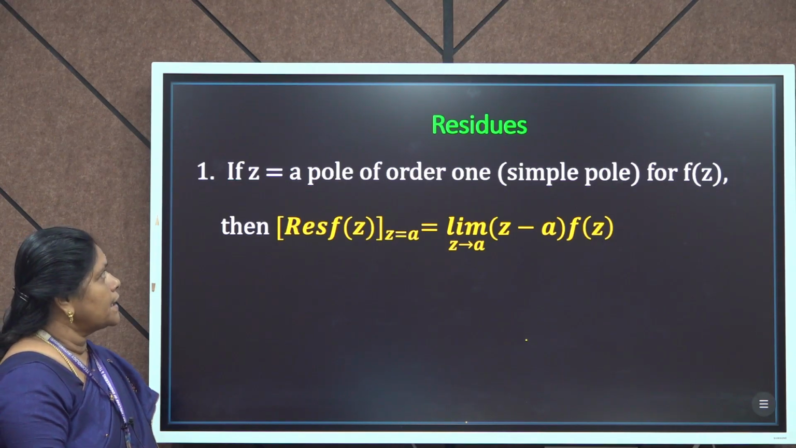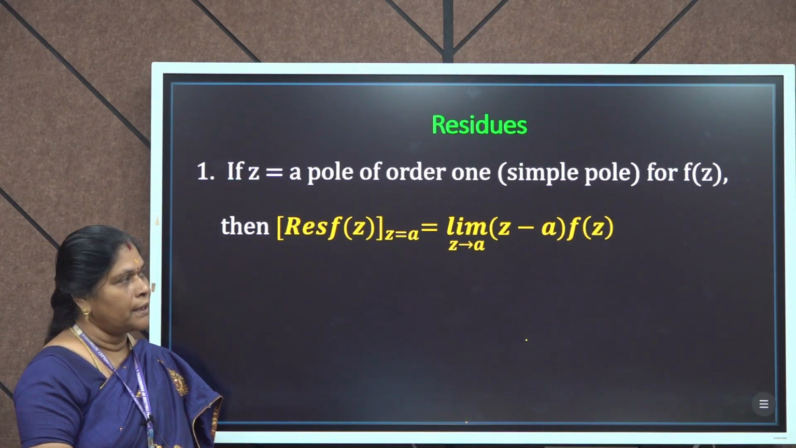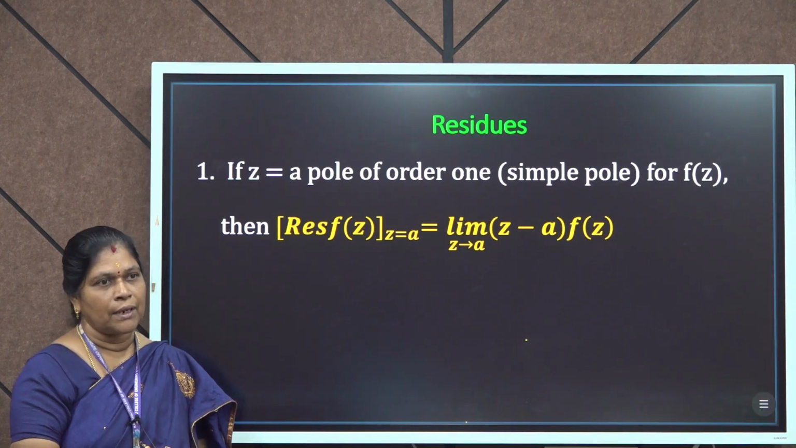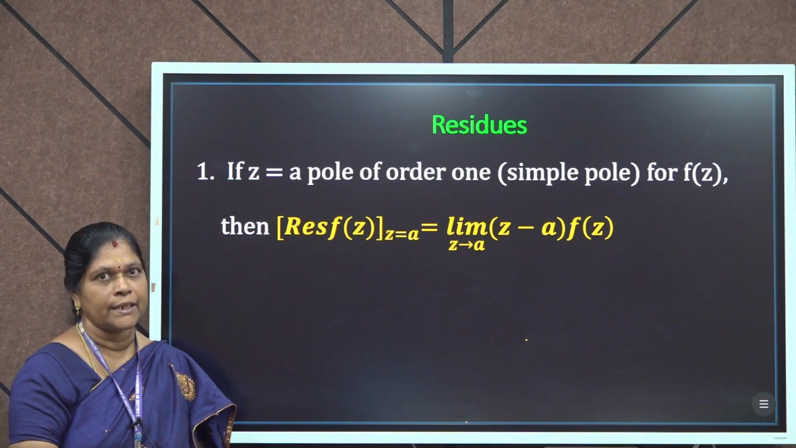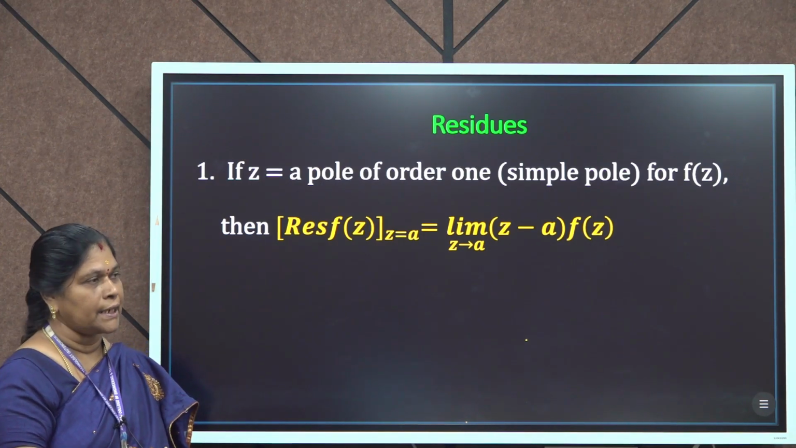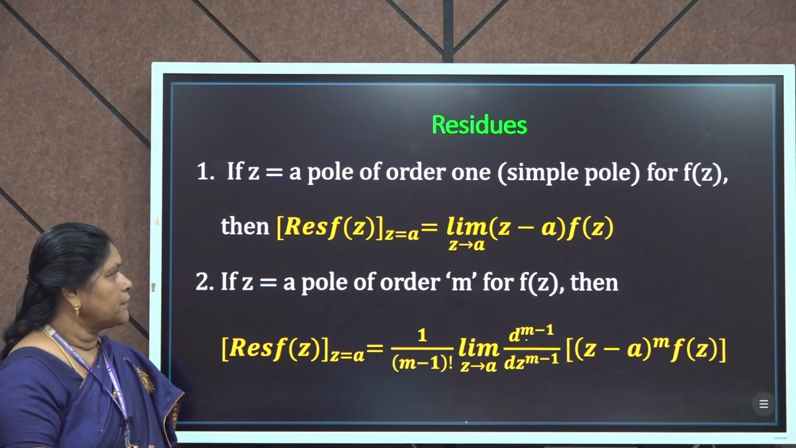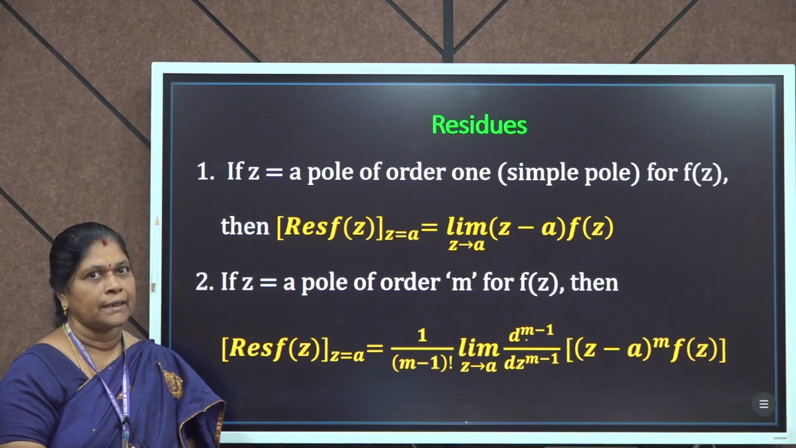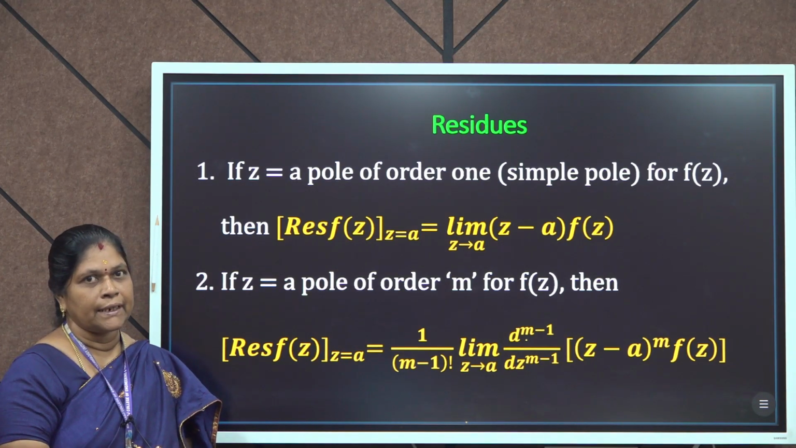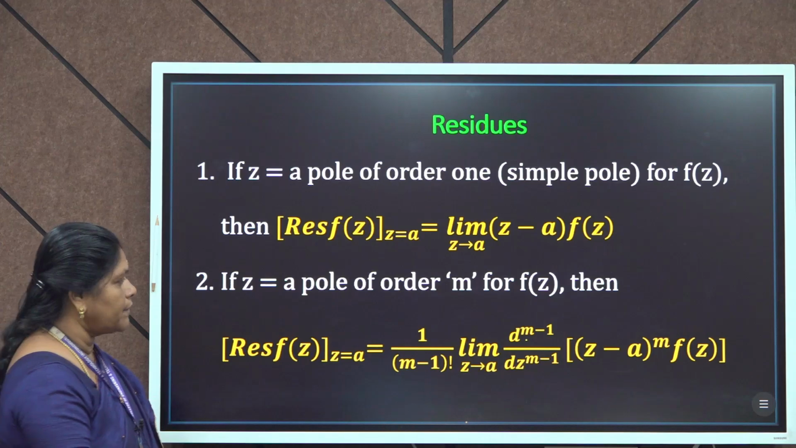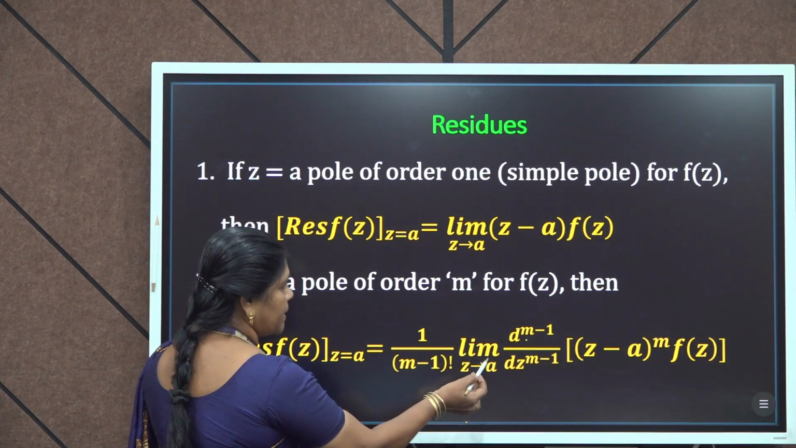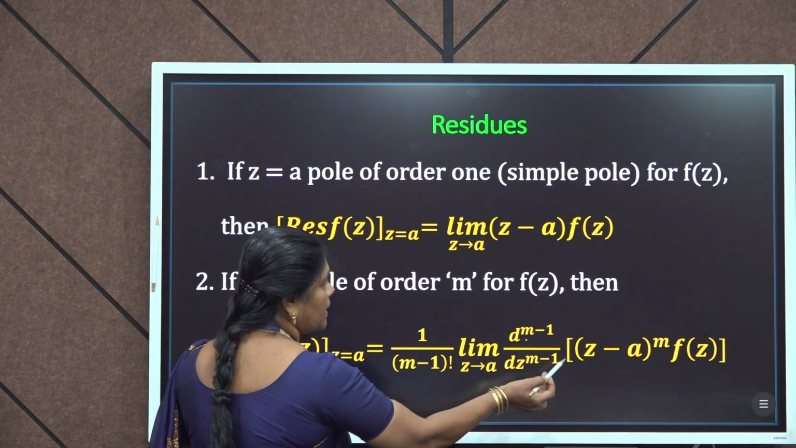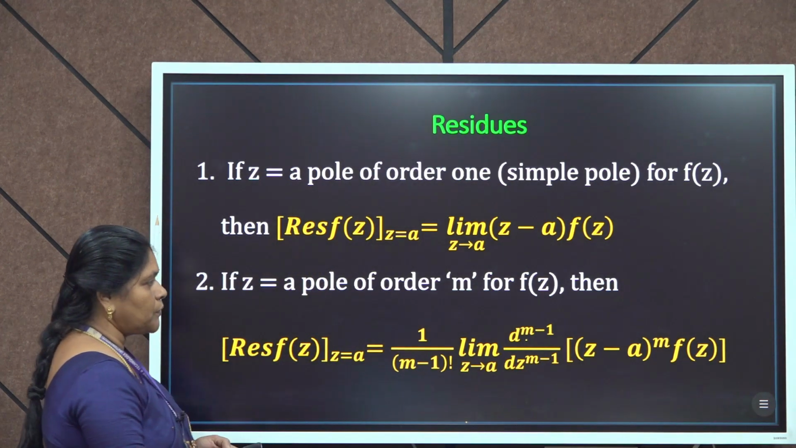If z is equal to a is a pole of order 1 for f of z, that is a simple pole, then the residue of f of z at z is equal to a is equal to the limit as z tends to a of (z minus a) into f of z. If z is equal to a is a pole of order m for f of z, then the residue of f of z at z is equal to a is equal to 1 divided by (m minus 1) factorial, limit as z tends to a of d power m minus 1 divided by dz power m minus 1 of (z minus a) whole power m into f of z.